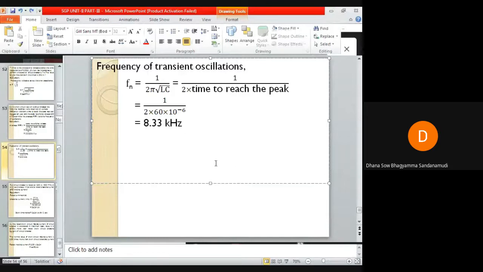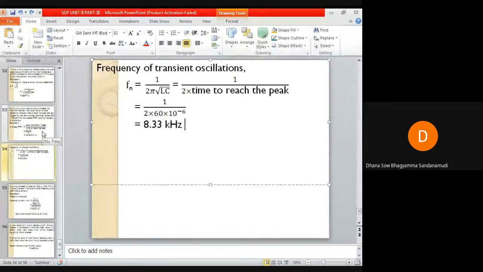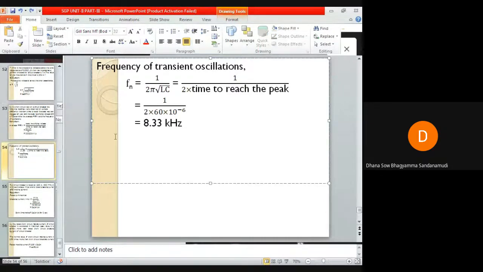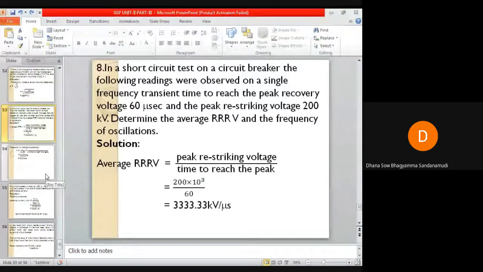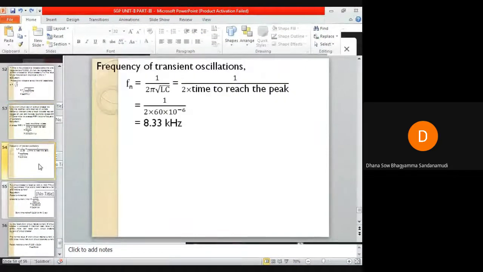So it's a very small problem. The only thing is you must be able to write down the formula and you must be able to understand the question. If you are able to understand, you can easily solve it. Okay, so approximately we have solved 8 problems in this unit, and I will conclude here itself.